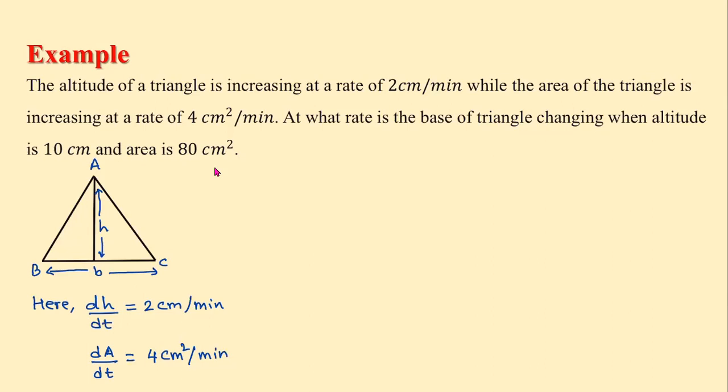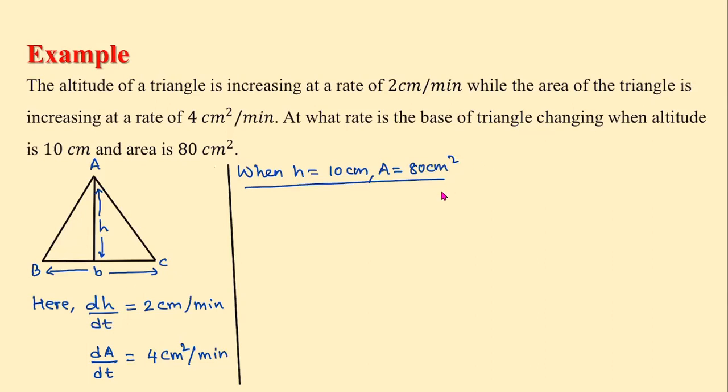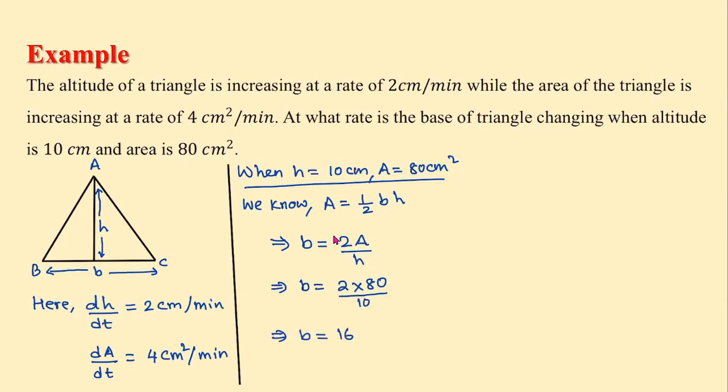So let's see what happens when we have those two pieces of information given. When the altitude or height is equal to 10 centimeters and the area is equal to 80 centimeters squared, we know the formula for area. The area of the triangle is half base times height. Here in this condition, they have given the height or altitude and the area. Base is not given, so we can find the base. If we rearrange that, the base will be equal to 2 times area divided by h. Base is equal to 2 times the area, 80, divided by h, 10. So that means our base is equal to 16 centimeters.